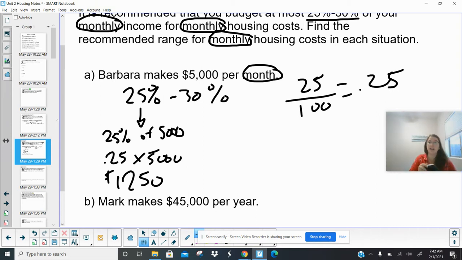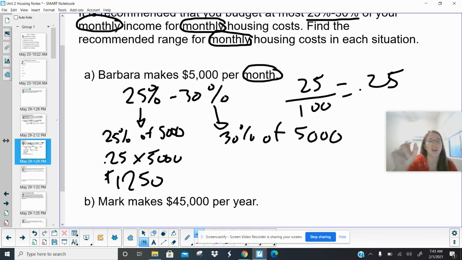But if she's looking at the top end of the range of houses or apartments she should be looking at, she'd be totally fine to get an apartment that costs that much. Now we need the upper end, kind of the highest she should go. So we need 30% now of 5,000. She really should not be going higher than this on her housing. Otherwise, it's going to cut into her other bills. So go ahead and find 30% of 5,000.